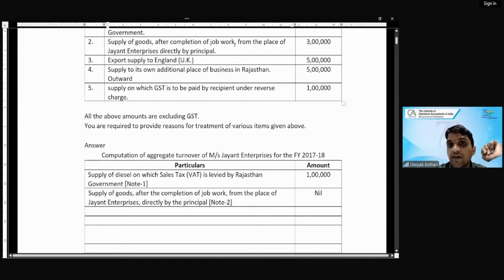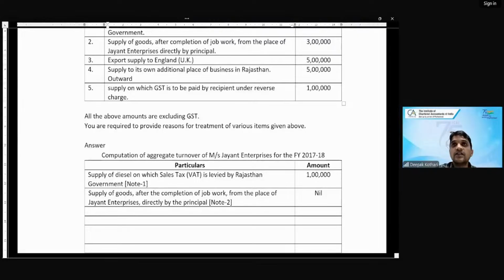Who is doing the job work? Giant Enterprises is doing the job work, and from Giant Enterprises' place of business, it is directly supplied by the principal. Okay, so we have learned this in the concept of job working, that a principal can give some goods to the job worker, and the job worker can give it to another job worker, or if it is the final stage, the principal may say that from your premises itself, I will supply the goods.